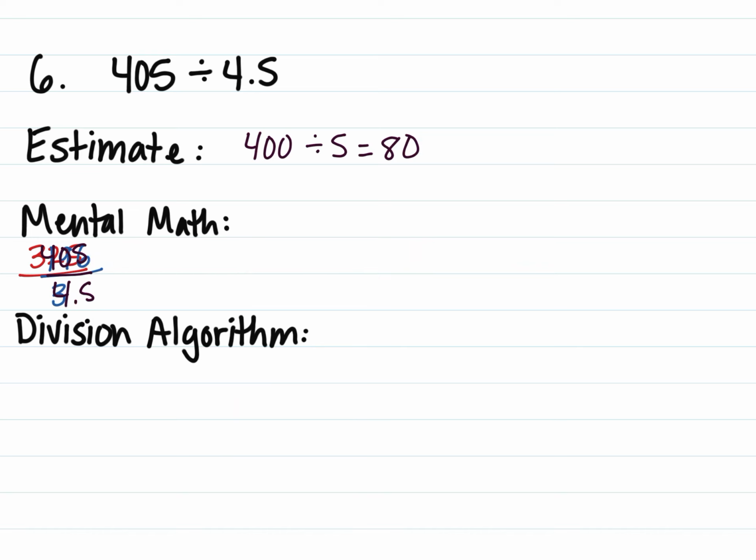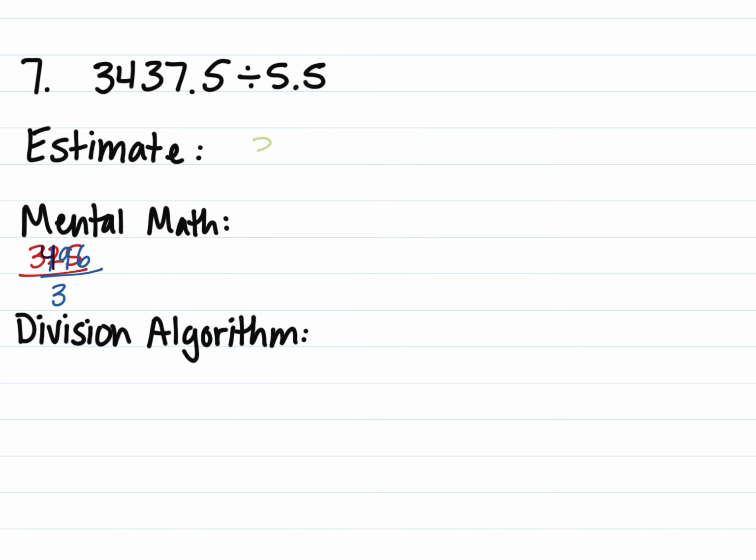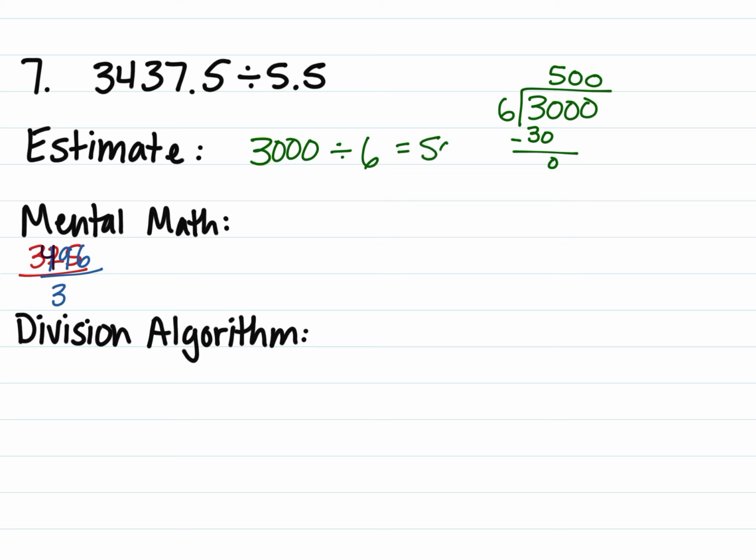For this one, we can approximate that 3,437 is close to 3,000, and 5.5 is close to 6. 6 fits into 30 exactly 5 times. And then I need 2 place values. For mental math, start by stacking them as a fraction.